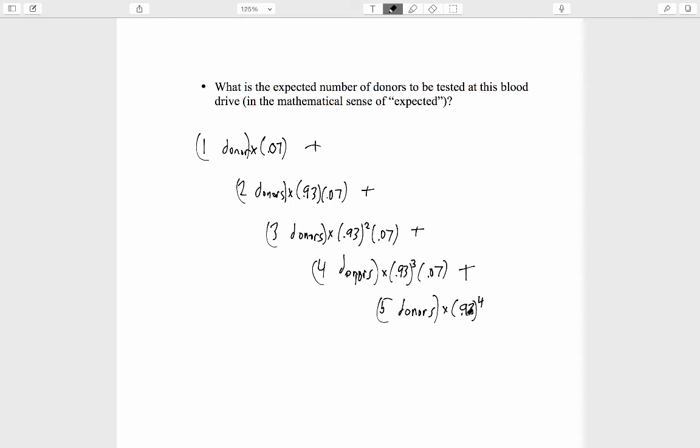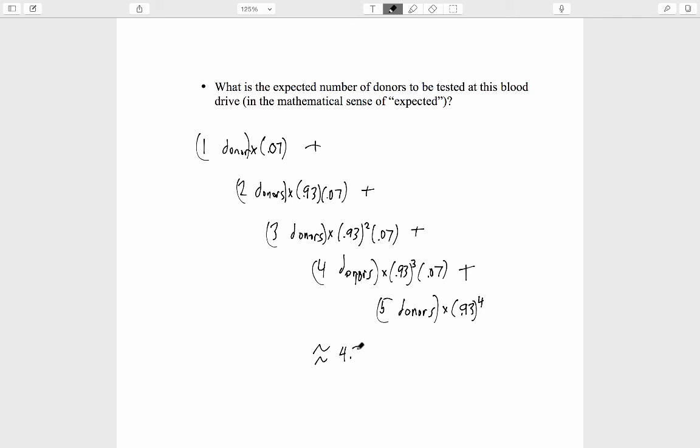Why are we not multiplying this 0.93 to the 4th by some other thing, by 0.07 for example? This right here is the probability that the first 4 people don't have O negative blood. And that is exactly what it takes to make the blood drive last until the 5th donor. Once it lasts until the 5th donor, it doesn't matter whether that 5th donor has O negative blood or not. That 5th donor will be the last donor. So if you really want, you can think of this as 0.93 to the 4th times 1. In other words, person number 5 can have whatever blood type, and it still contributes towards this event.